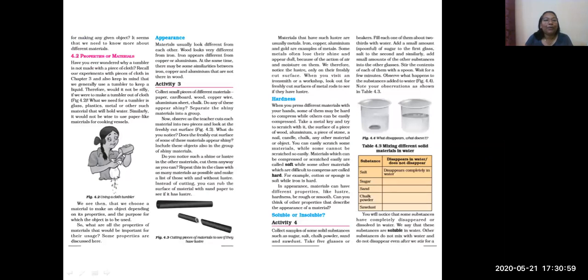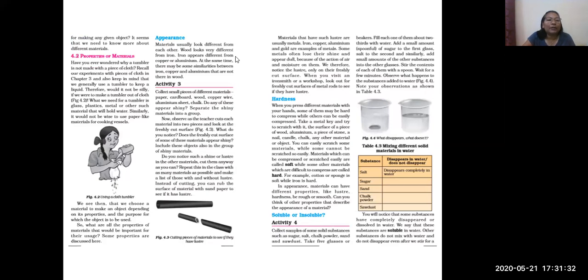Properties of material. Different objects have different properties. Some of them are listed over here. We are going to discuss each of those. So properties of material, first is appearance. As you can see here, it is appearance. Let me take the spotlight. Yeah, I've taken the spotlight.